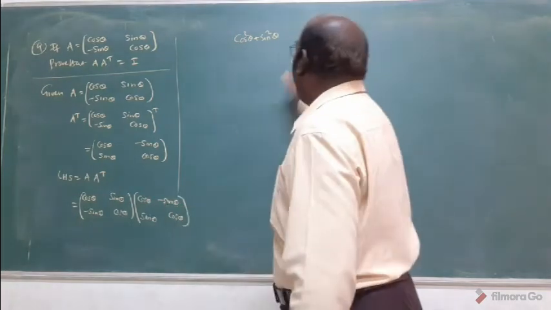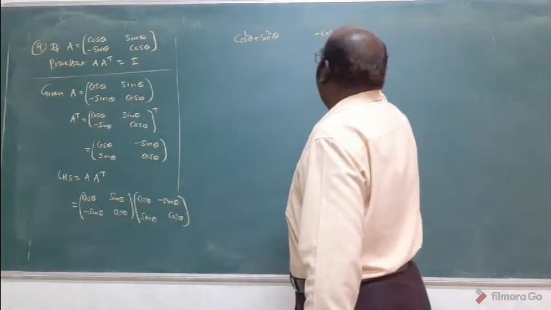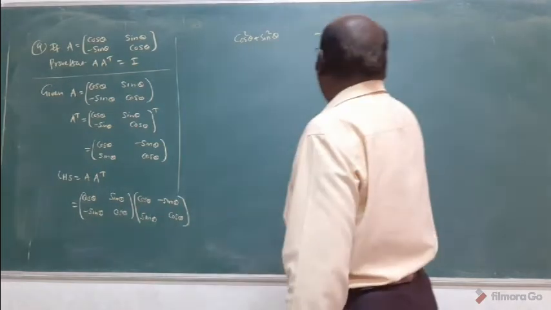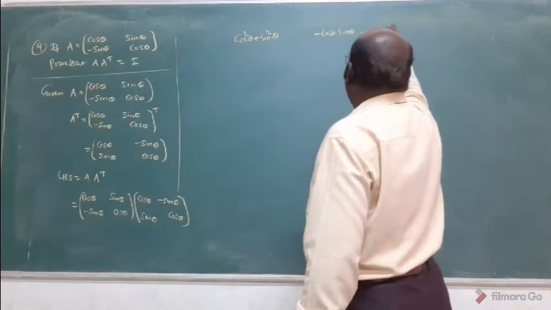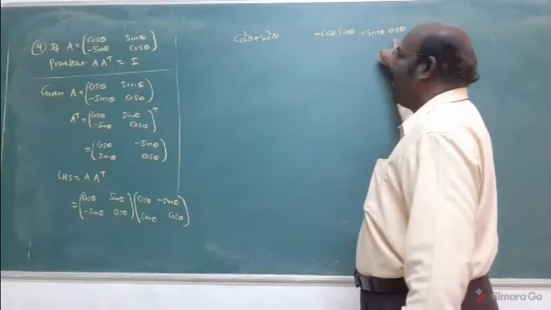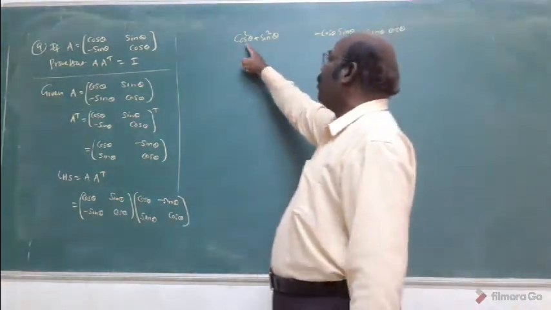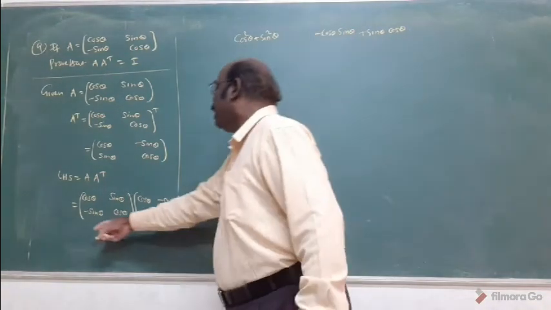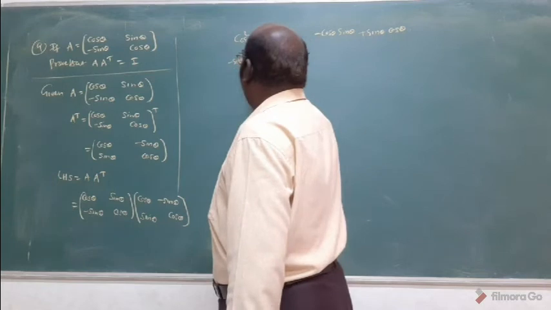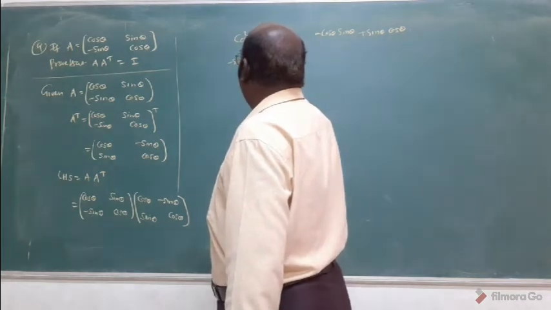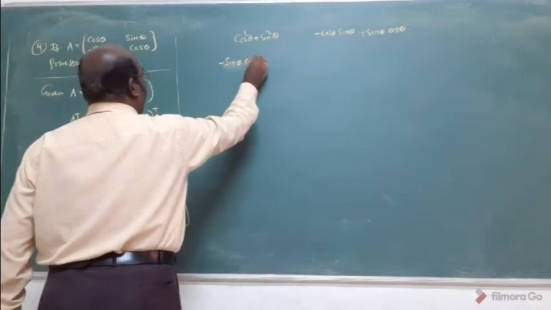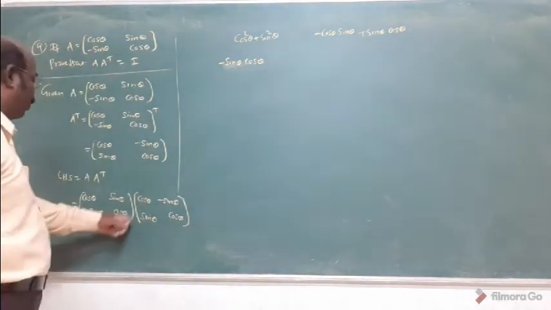Now, first row, second column: cos into minus sin, minus cos sin, plus sin into cos. Anyway, cos sin or sin cos are both the same, but opposite, so 0 will come. Cos square plus sin square is 1, agreed. Again, second row, first column: minus sin into cos, plus cos into sin.